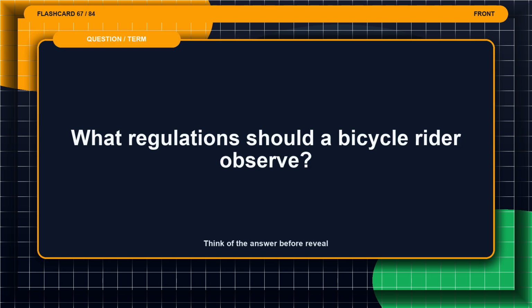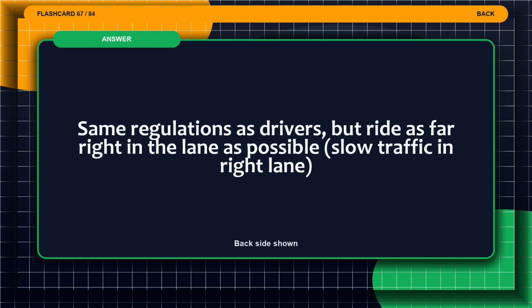Flashcard 67. What regulations should a bicycle rider observe? Think of the answer before the reveal. The answer is the same regulations as drivers, but ride as far right in the lane as possible. Slow traffic in the right lane.